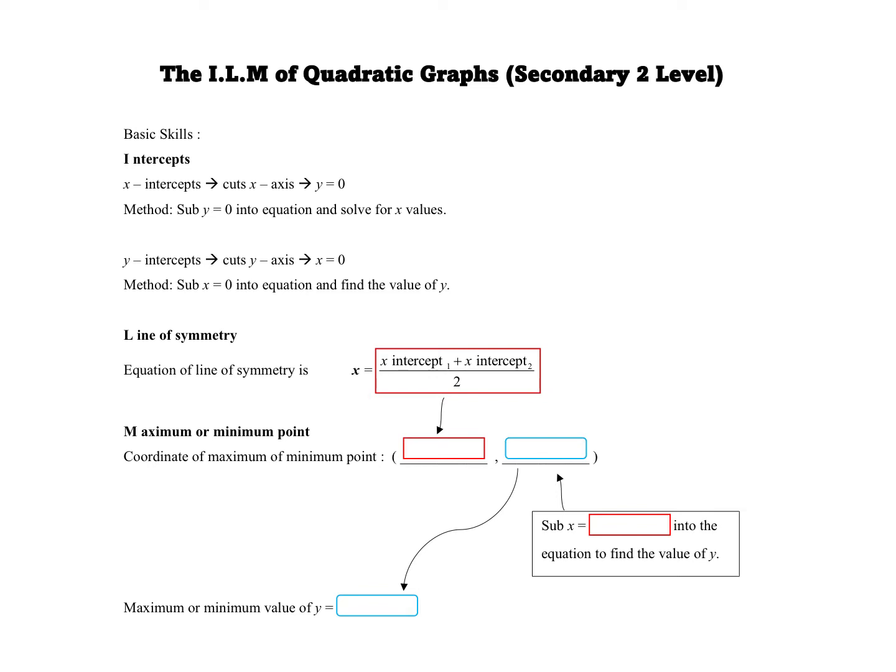Right, M will be either the maximum or the minimum point, or sometimes they'll ask you for the question on value. So what do we need to do? We take the line of symmetry, the x value, because the coordinate of the minimum point or maximum point lies on the line of symmetry. So these x values, these two over here, will be the same. Then how do we find the corresponding y value? We substitute the x value over here into our equation to calculate the value for our y.